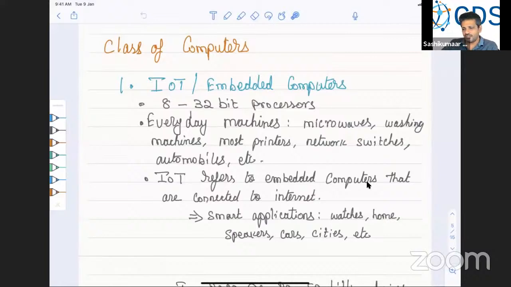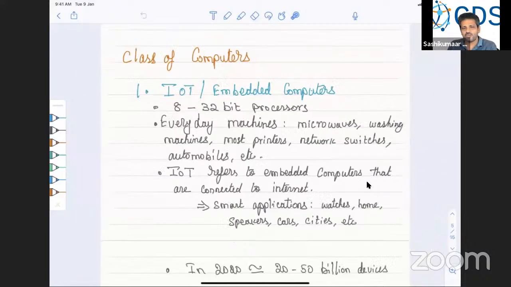Okay, so if you look at the classes of computers, you can classify them into four categories. The first one is IoT or embedded computers. These will be very small but still very popular. Why? Because they are cheap, of course. They use only 8-bit or 32-bit processors, not 64-bit processors. 32-bit is very rare, mostly 8-bit processors.